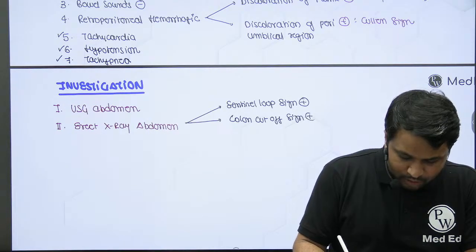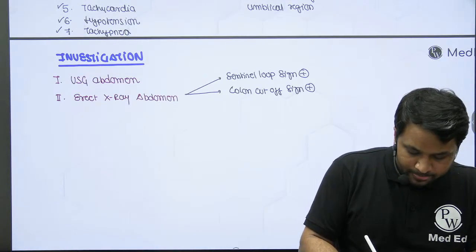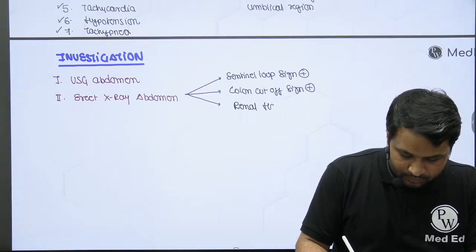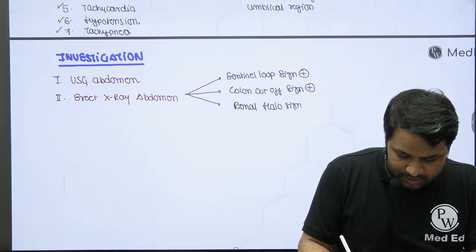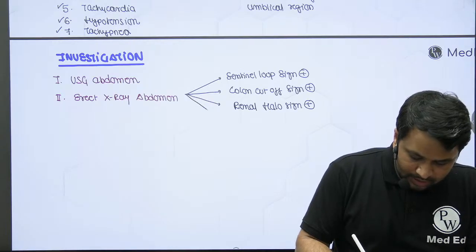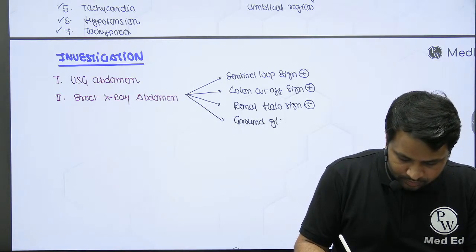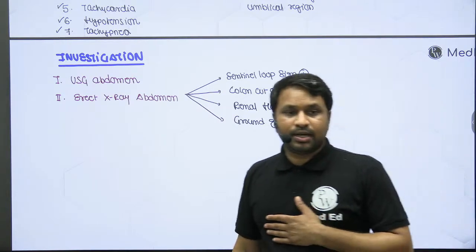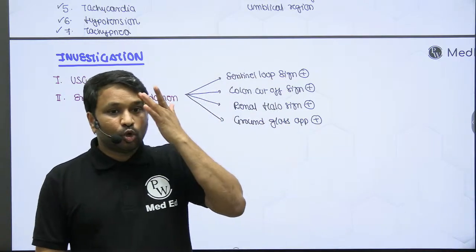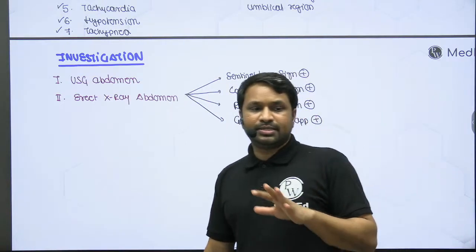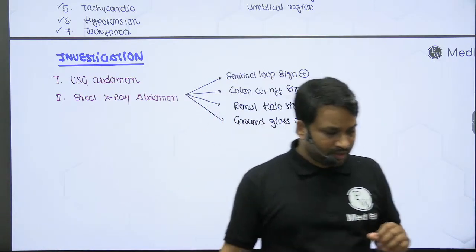There is a sentinel loop sign. There is a colon cutoff sign. There will be a renal halo sign, and there is a ground glass appearance. The sentinel loop sign, colon cutoff sign, renal halo sign, and the ground glass appearance, all these are present on an X-ray, right?